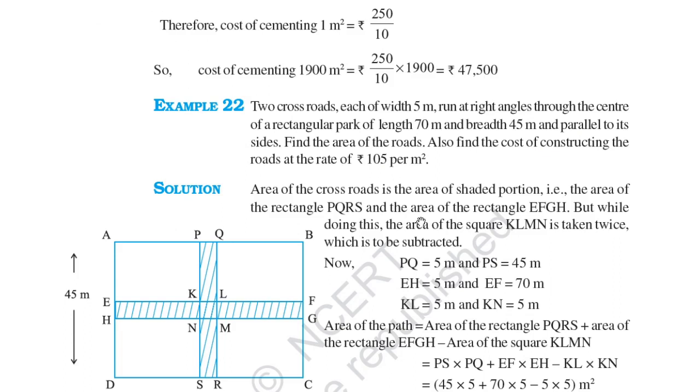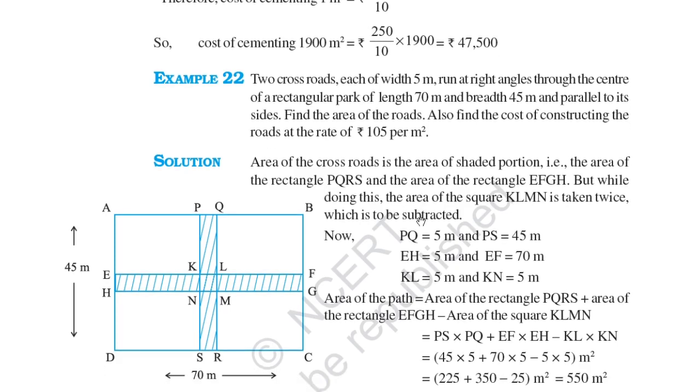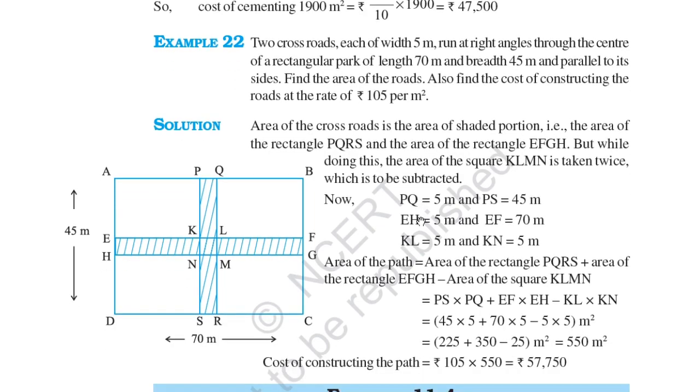So example number 22. Two cross roads, each of which is 5 meter wide, run at right angles through the center of a rectangular park of length 70 meter and breadth 45 meter, and parallel to its sides. Find the area of the roads. Also find the cost of constructing the roads at the rate of 105 per meter square.